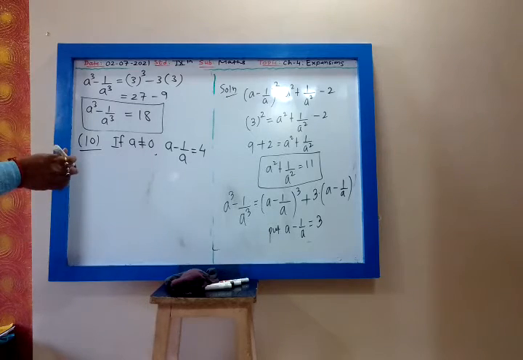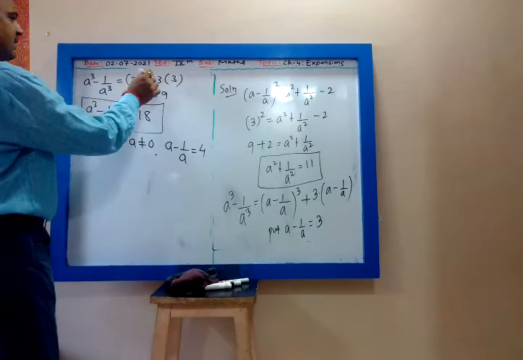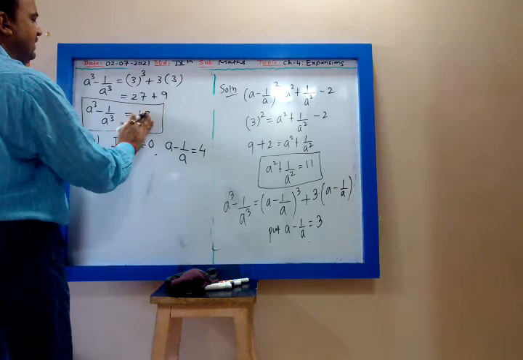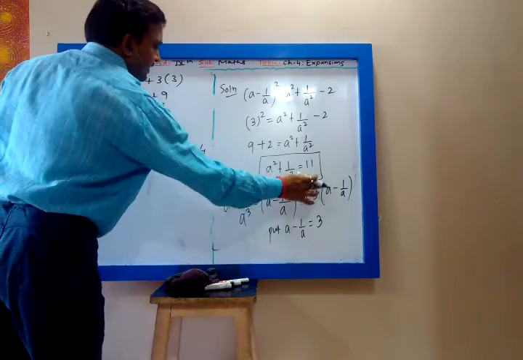Plus 3. Yes. Plus 3. It is plus. So 27 plus 9, that is 36. Correct. It is plus 3.